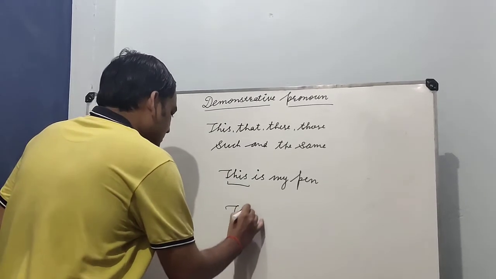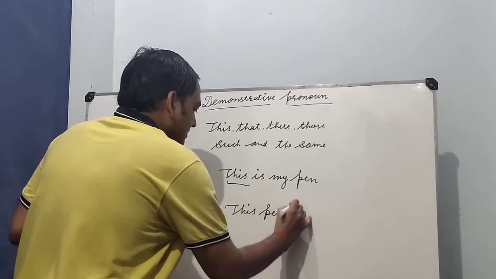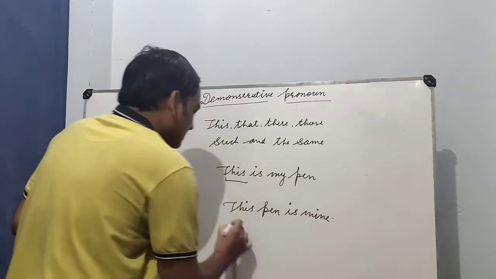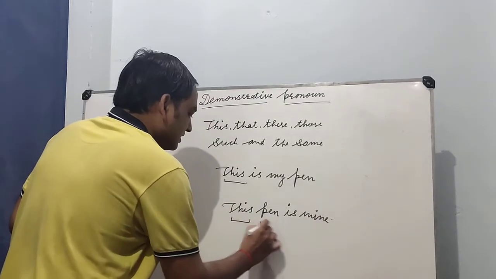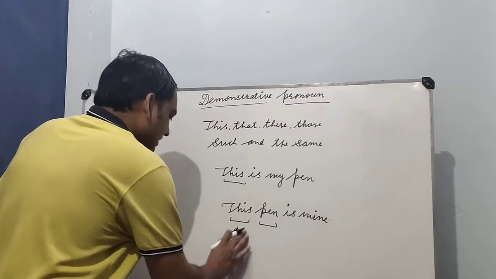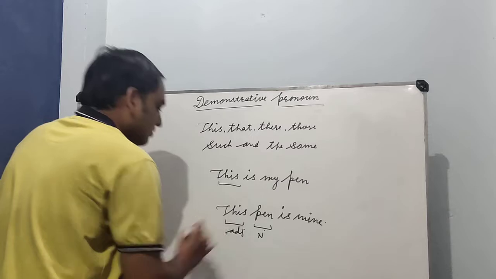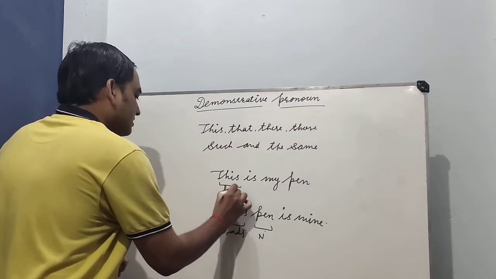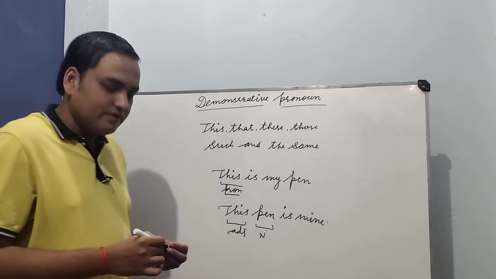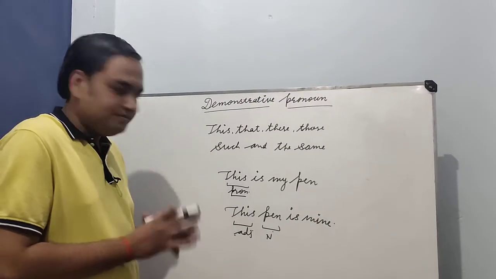Next one is: This pen is mine. In such a sentence we are using this as a demonstrative adjective. It behaves as an adjective. This is a noun, but here it is a pronoun. This is not the case of a demonstrative adjective. Okay guys, so got it?